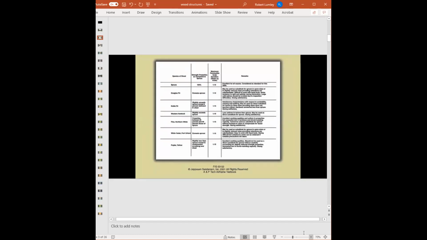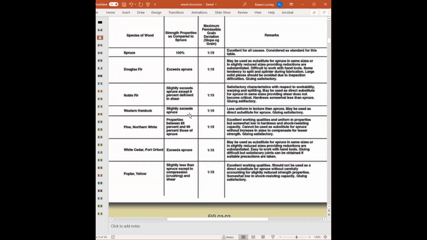The picture's a little hard to see, but I'll try to blow it up. So here's Sitka spruce, because it's the reference wood, as it says here, properties compared to spruce. Well, spruce is 100% of spruce. This is where the grain deviation can't be more than 1 in 15, and you can see that they're all 1 in 15. Now, the important part about this picture is it does come from the AC 43.13.